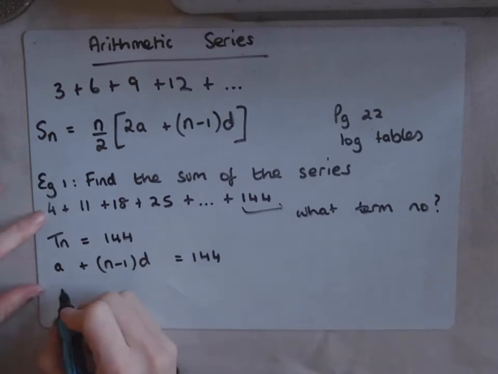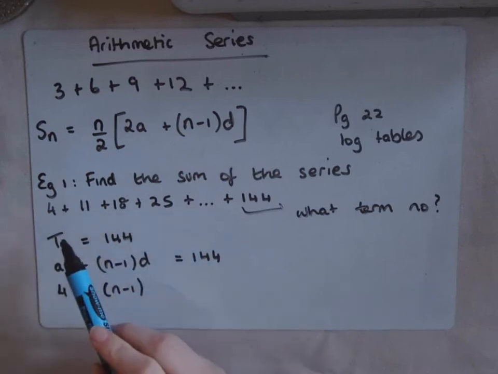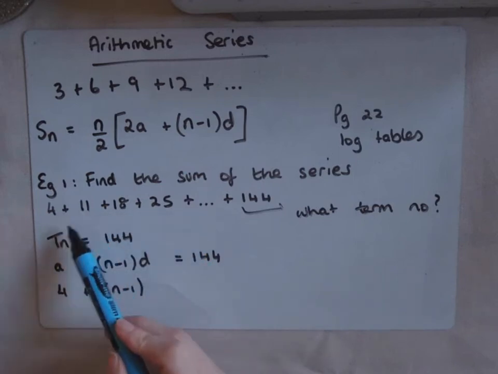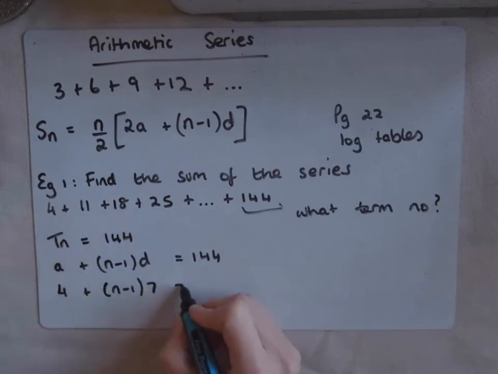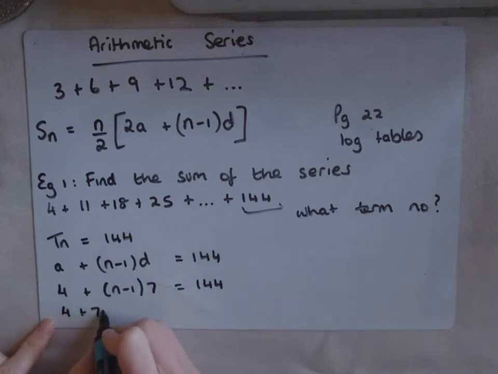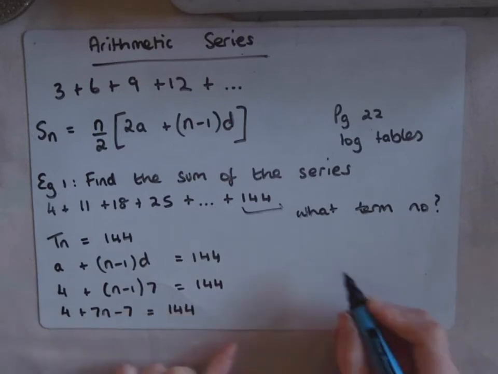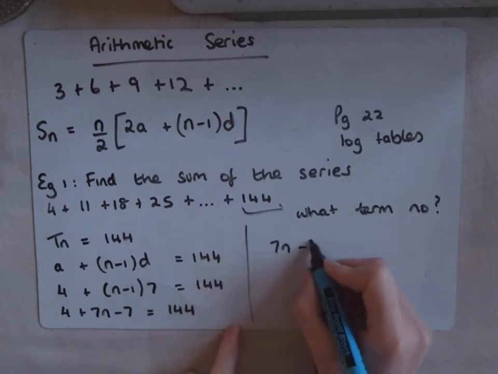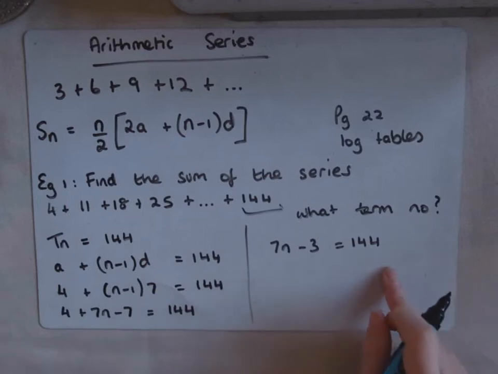In this series, a is 4. And the difference is, so what's happening each time? 11 take 4 is 7. 18 take 11 is 7. So my d is 7. Okay, so just keep going there. 4 plus 7n minus 7 is 144. So 7n minus 3 is 144. There's my Tn equals 144.